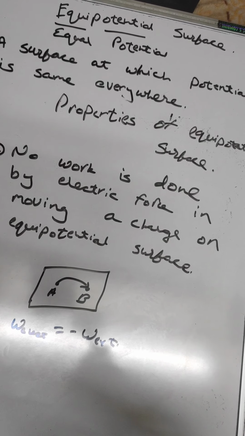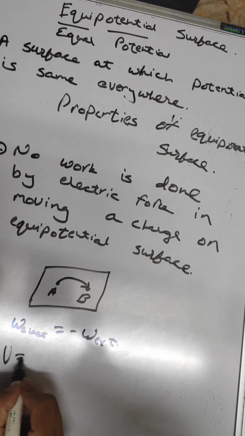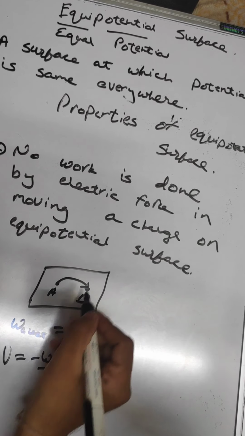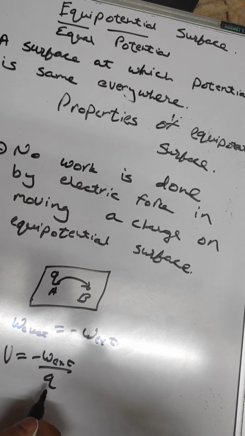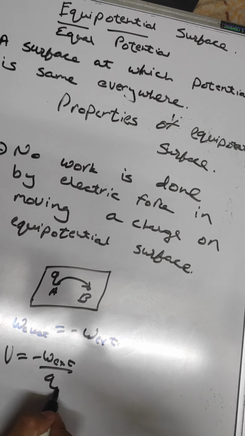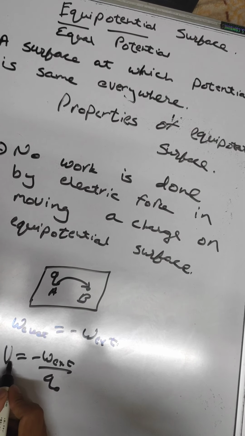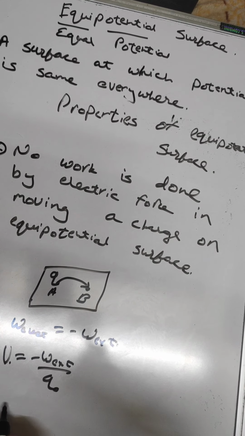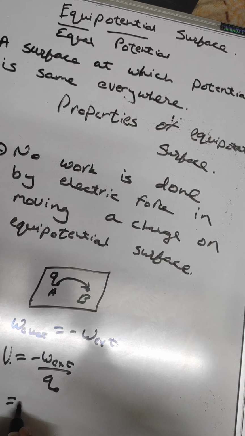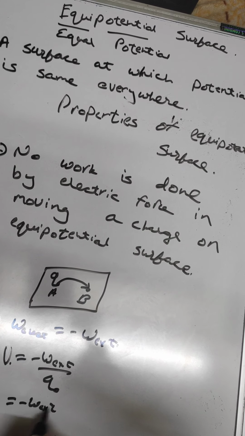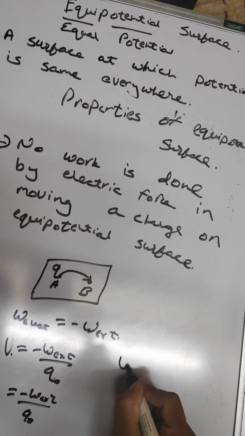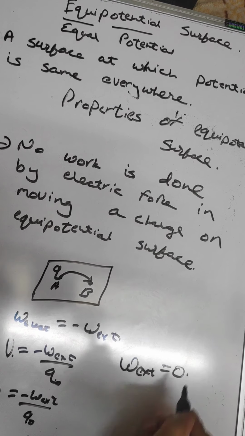So here we know that V equals W external upon Q, that is the charge. Suppose we take Q, the work done by the external agent per unit charge. But the potential difference is 0, because as we have seen in the previous property, the potential difference on an equipotential surface is always 0. So minus W external will be equal to 0. This Q will go on this side. Let me take one more step. I hope this is visible. So W external will be equal to 0.